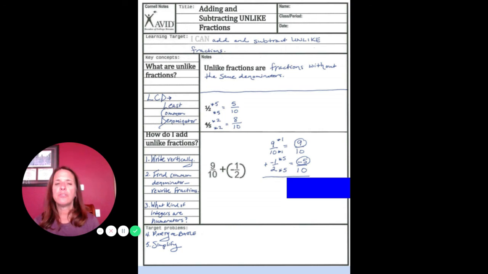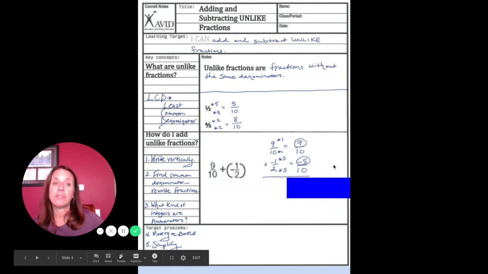Now, which of those integers is the greatest distance from 0? 9 or 5? 9 is. It's 9 steps from 0. That's more than 5. So our answer of 4 will stay positive. We have 4 over 10.